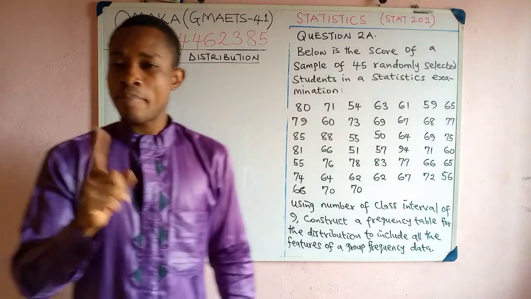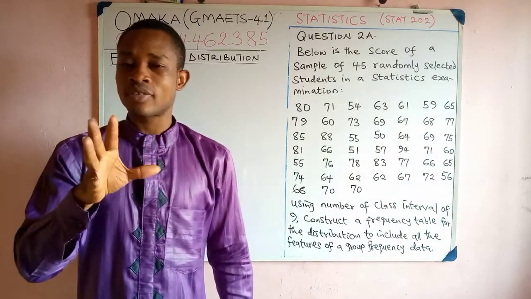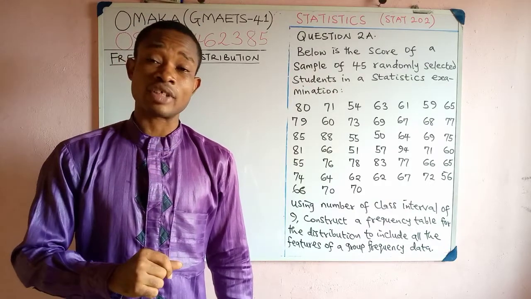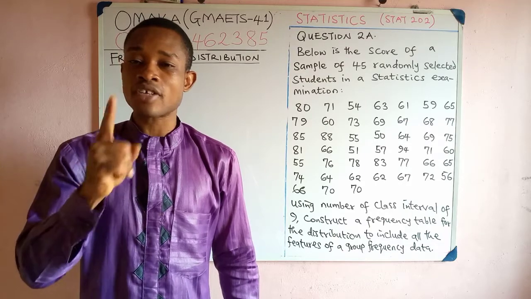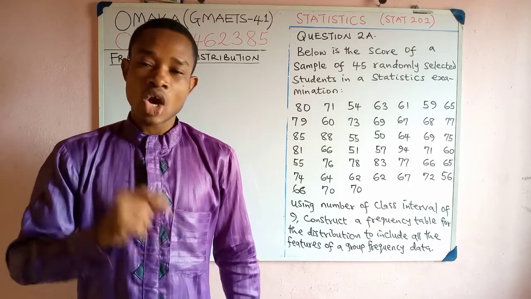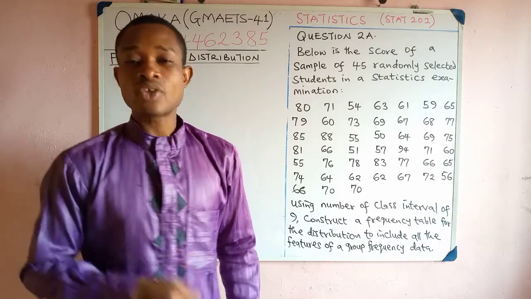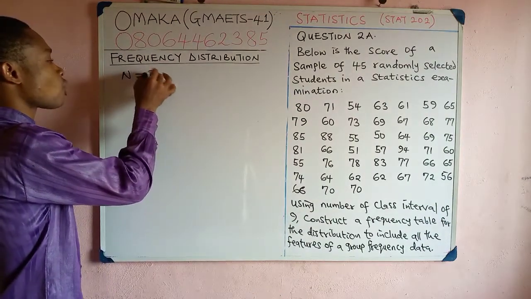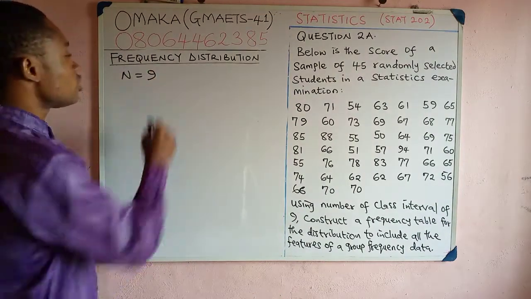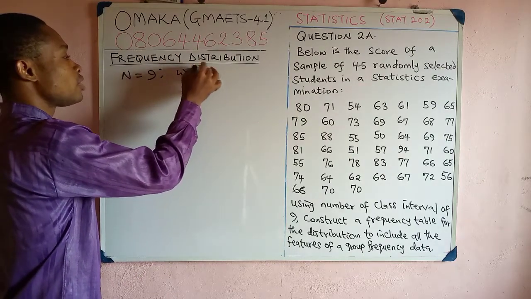You would recall that I mentioned that the first and most important thing is to set up your what? Class interval, which of course is dependent on class width or class size. So first we're going to get our class width. And how do we get it? From the data given to us, the number of class intervals according to the question is 9. We don't know our class width, so I'll say that W is equal to question mark.